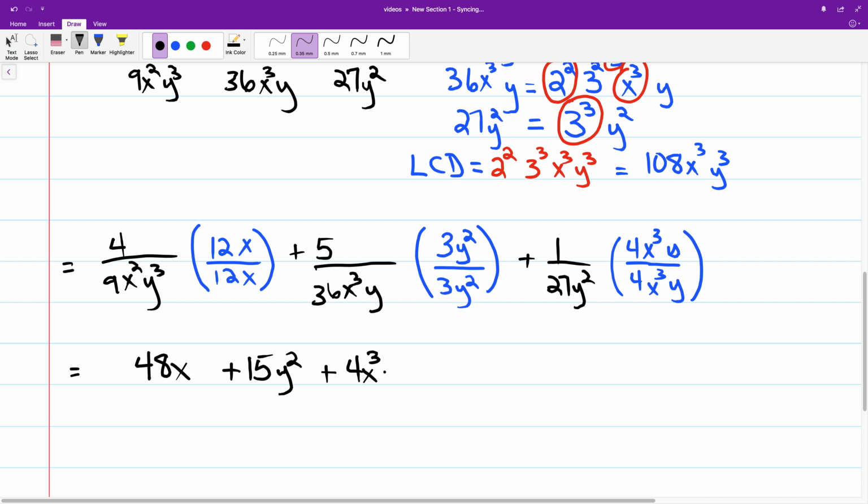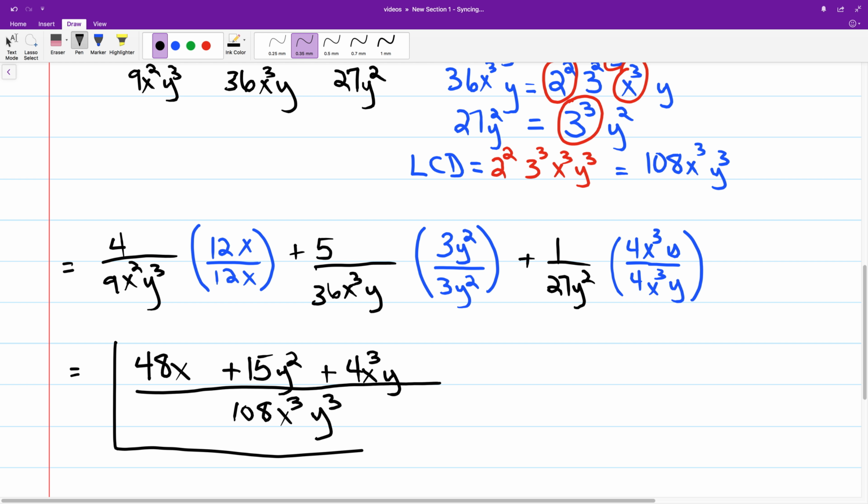Now we have all the denominators converted to 108 x cubed y cubed, so we can go ahead and combine the numerator terms. And so we have 48x plus 15y squared plus 4x cubed y all over 108 x to the third y to the third. And that will be the final answer in this particular case.